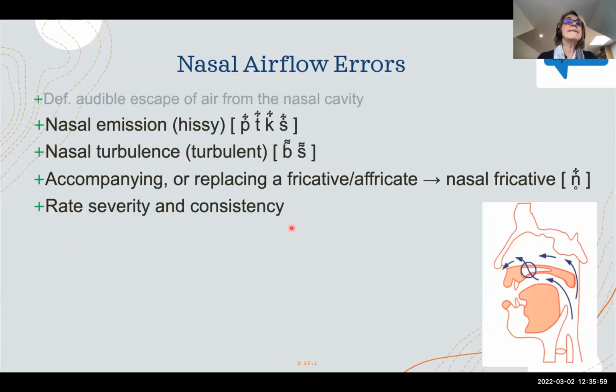Here we can see, as we recall from Trina's speech talk, the emission, the hissy sound, and nasal turbulence. It's a turbulent sound in phonetic transcription, and these accompany the production of those consonants. The consonant is correct, albeit with this accompanying abnormal emission or turbulence. In addition, one of these could completely replace the fricative or affricate, as we've just seen, and this would be the transcription for the active nasal fricative. And again, we rate severity and consistency.